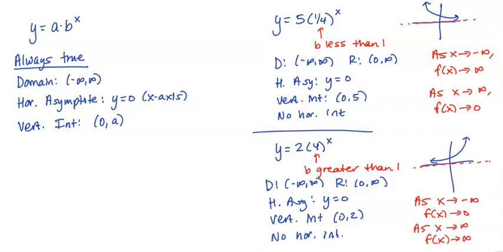So both of these graphs have some features that are very similar. So what if we had a vertical shift of some kind? Is it possible to ever have a graph that has a horizontal asymptote and a horizontal intercept as well? So let's look at another function.